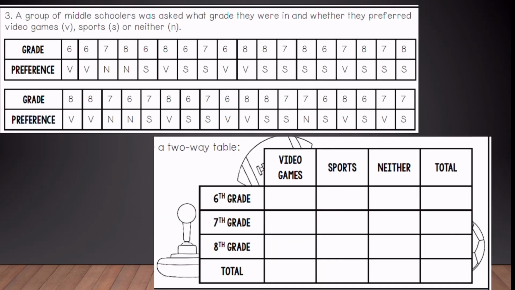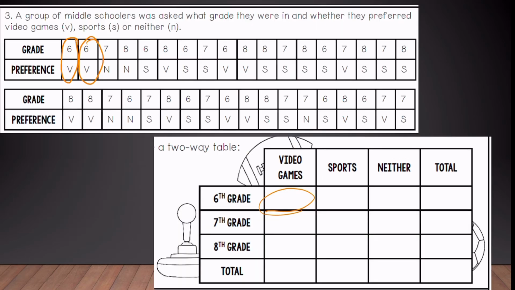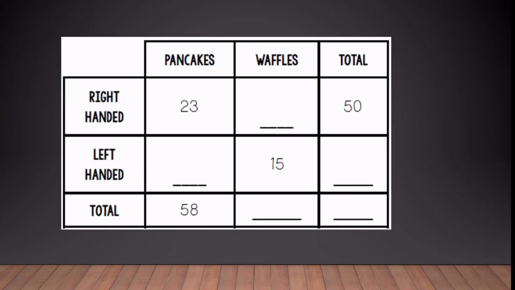So here's what I want you to do. I want you to go through right now, pause the video. I want you to count how many 6th graders like video games. So that means I am looking for 6th graders with video games. That total is going to go here. Pause now and do this on your own. Okay, so I'm going to look for your video games and your grades to see that you did that on your own. It's just totaling and creating a box.